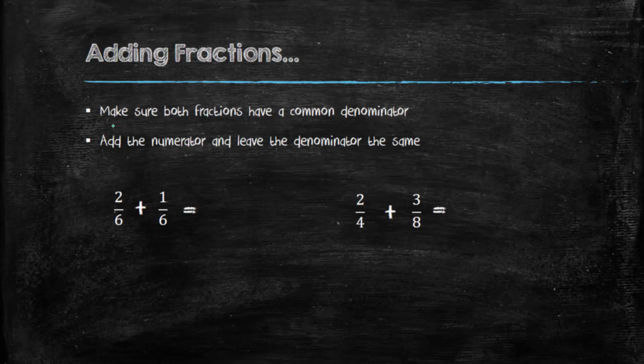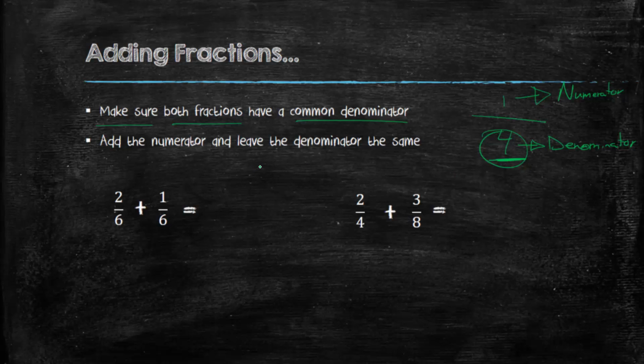The first thing is when we're adding fractions, we've got to make sure that both fractions have a common denominator. Remember that in a fraction, let's say 1 over 4, this we call a numerator, and the bottom number we call a denominator. So you have to remember that when you're adding fractions, both fractions have to have a common denominator. That means they both have to have the same denominator.